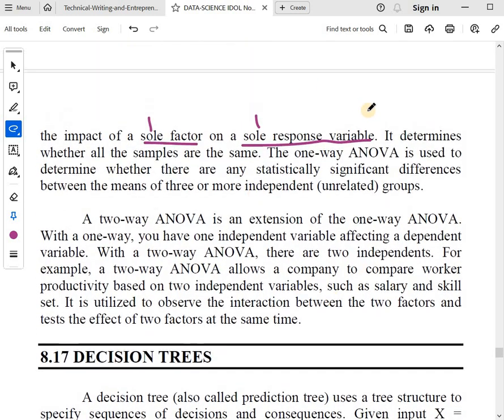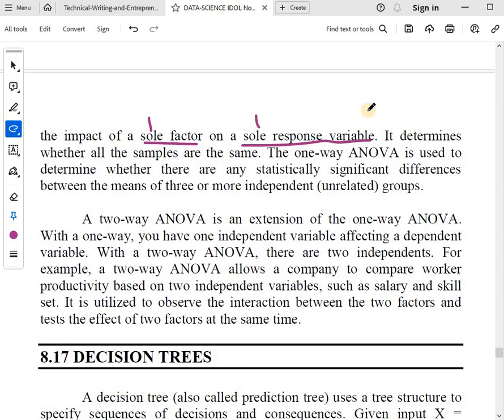हाँ, in one way ANOVA there is one independent variable, one dependent variable. So how that independent variable is affecting the dependent variable, that is studied. Okay, but many a times one single variable does not affect the dependent variable. There are two or more variables which affect the dependent variable. So इसीलिए two way ANOVA picture में आता है. Two way ANOVA में there are two independent variables which are resulting into an effect on dependent variable.